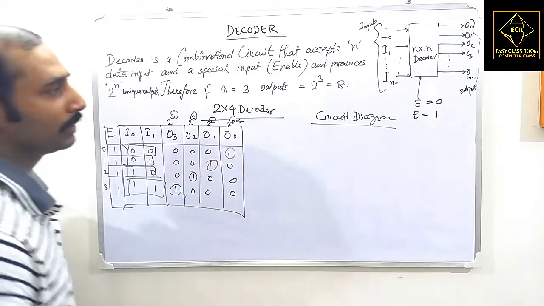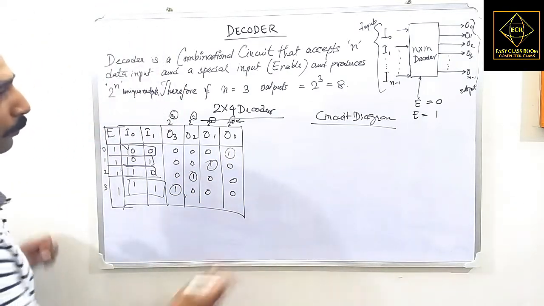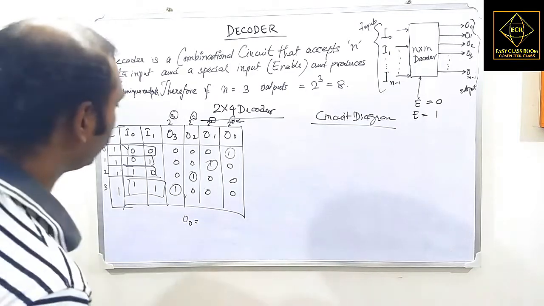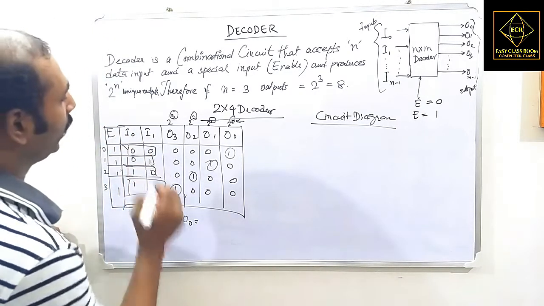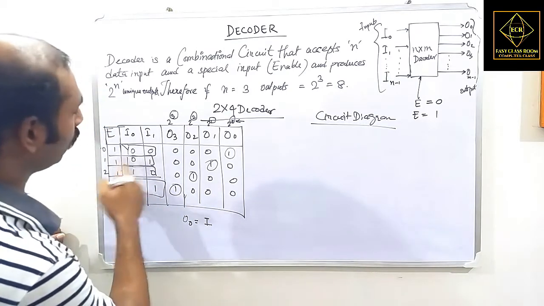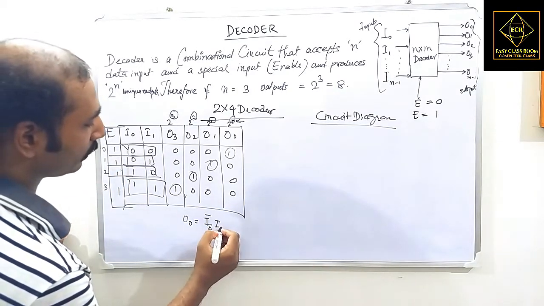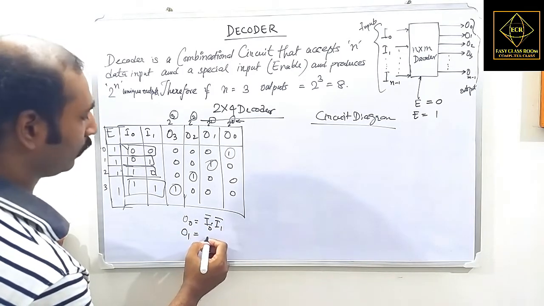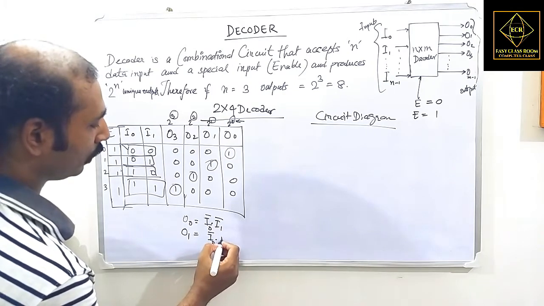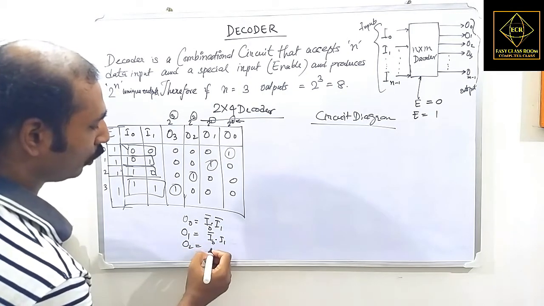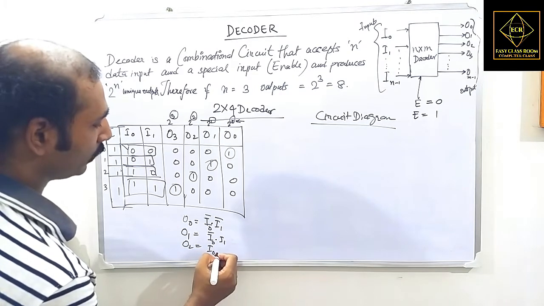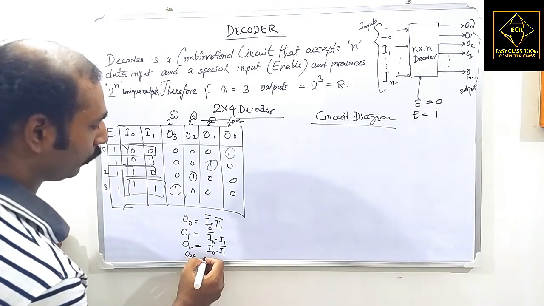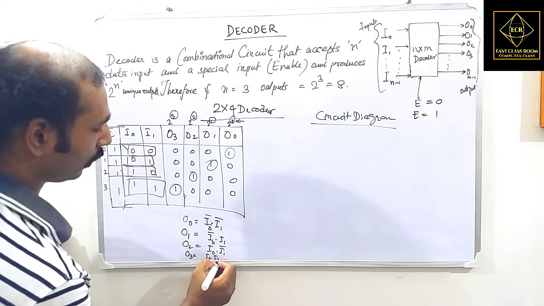Okay, so now what is the circuit diagram? For that we need O0. What is the combination of O0? That is I0 and I1, both low, so we write their complements. For O1 this is I0, I1. For O2 we have I0, I1, and for O3 we have I0, I1.